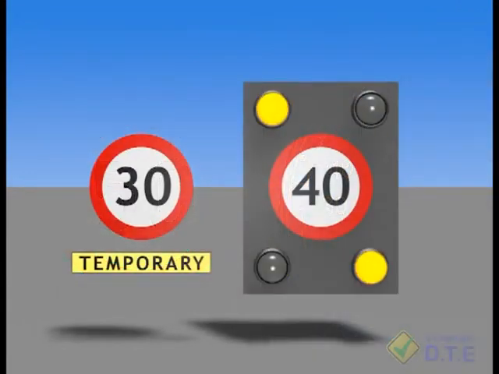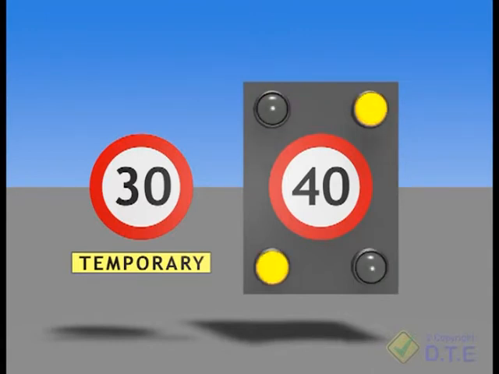Finally, be aware of compulsory speed signs located at roadworks or schools. You need to apply the same method of speed control to these as you would to all compulsory speed signs.